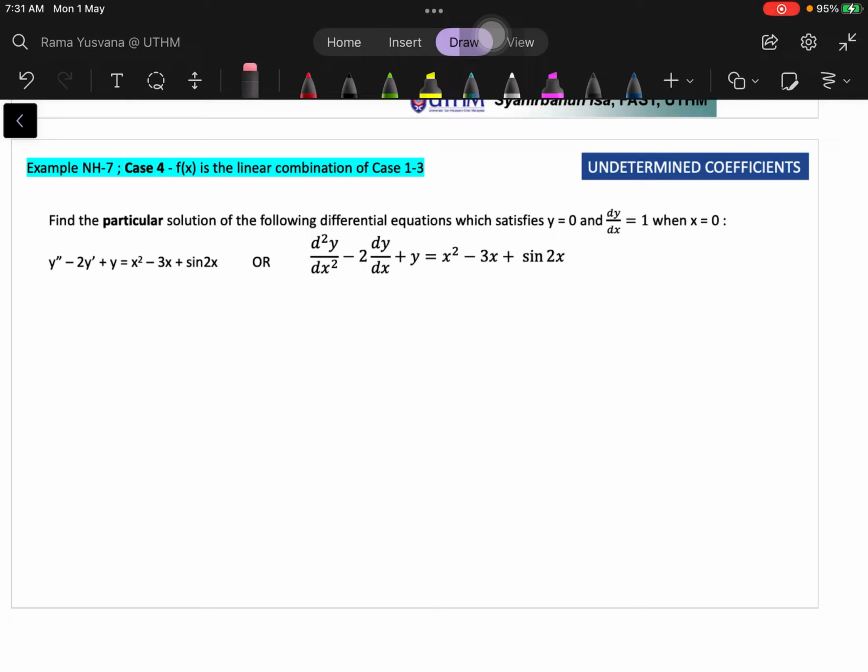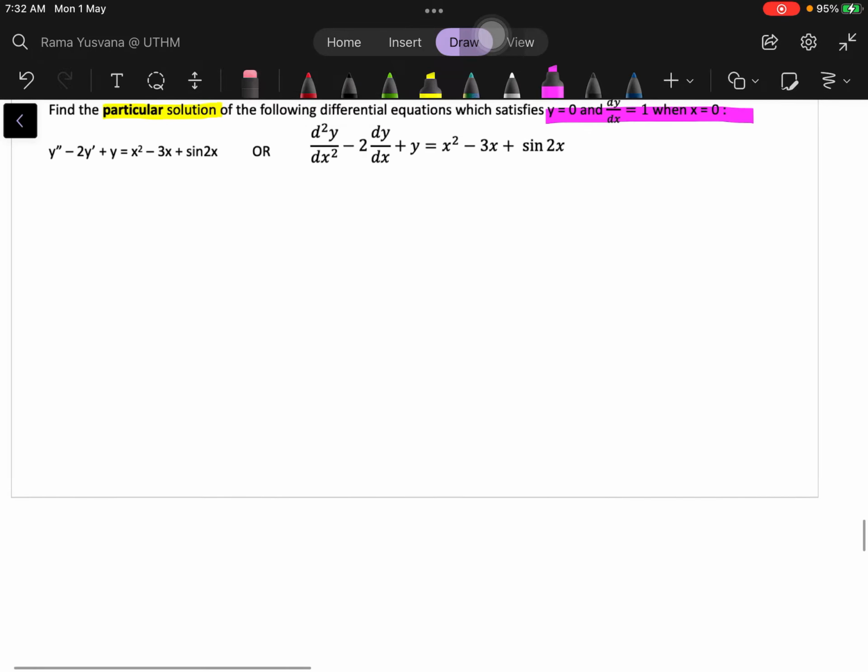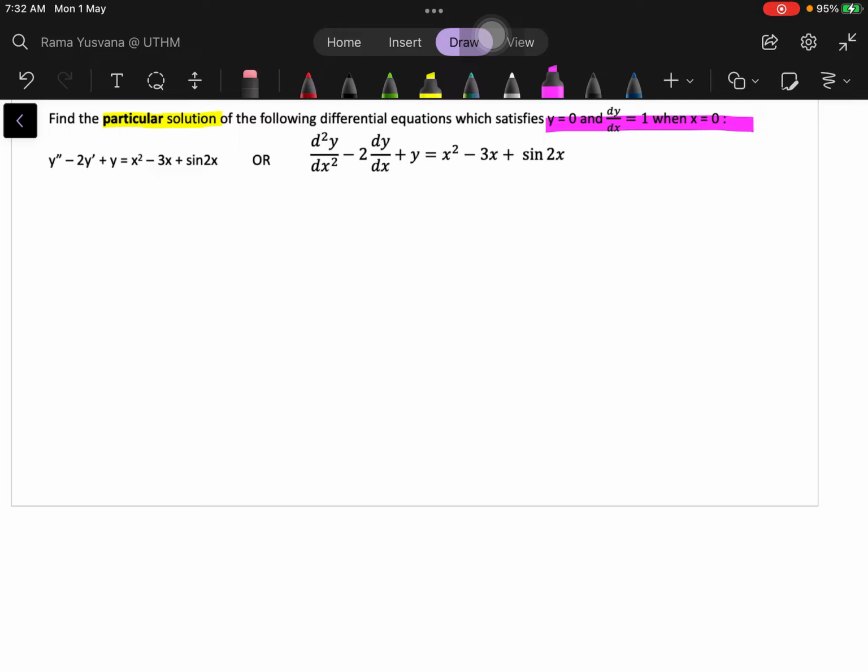Okay, next for non-homogeneous question 7, case number 4, where the non-homogeneous term f(x) is a linear combination of cases 1 and 3. So for example, here we are finding a particular solution. We are expected to find a particular solution of the following differential equation that satisfies y equals 0 and dy/dx equals 1 when x equals 0. We will plug in this initial condition later, at the end.